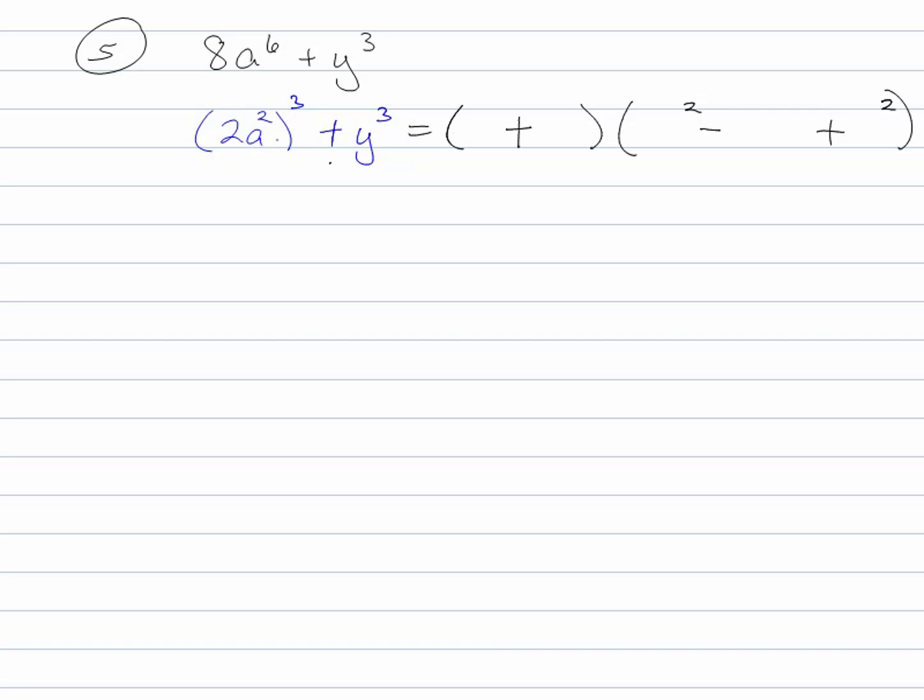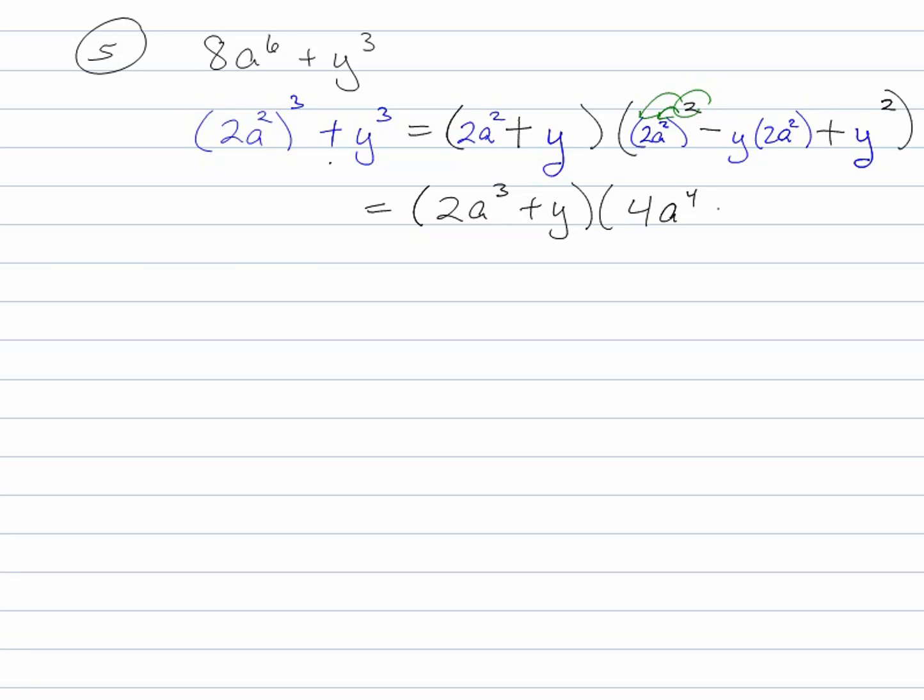So the terms that are going to go in here are 2a squared and y. 2a squared, remembering that that whole term is going to get squared, and then y. And then 2a squared, and then y. I'm going to simplify it a little bit, not multiply it all out. So 2a squared squared, remember that the exponent applies to each term inside the parentheses. That's going to give me 4a to the 4th minus 2a squared y plus y squared.